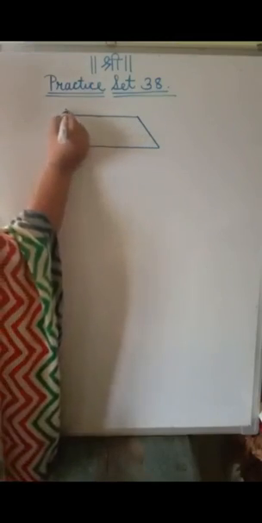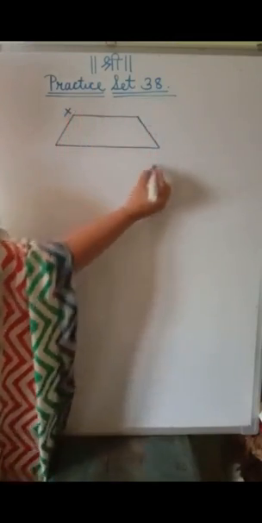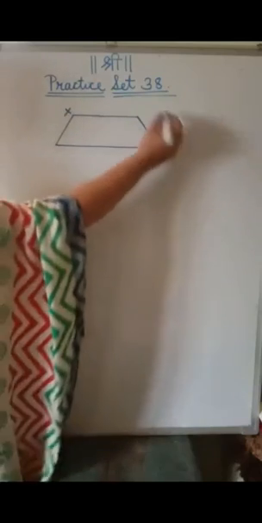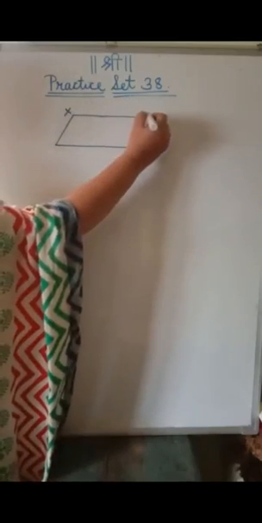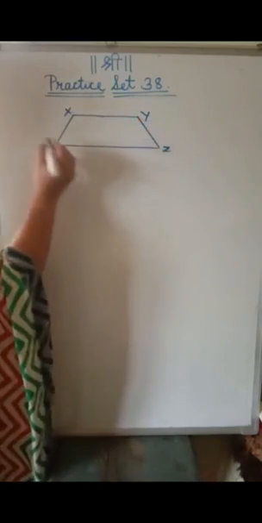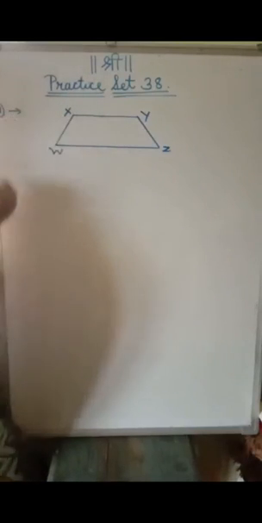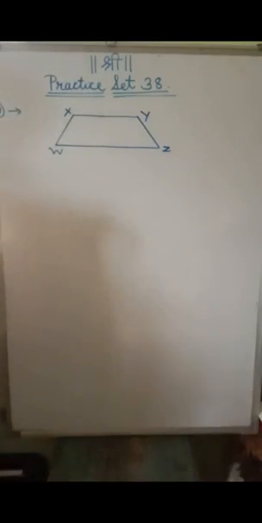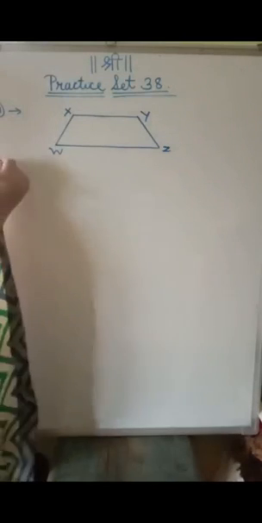Yes. So suppose you are writing X here, either go clockwise or go anti-clockwise. So I am going clockwise and writing XYZW. So did I finish the diagram? Yes. Now we will name the following, whatever they have given.